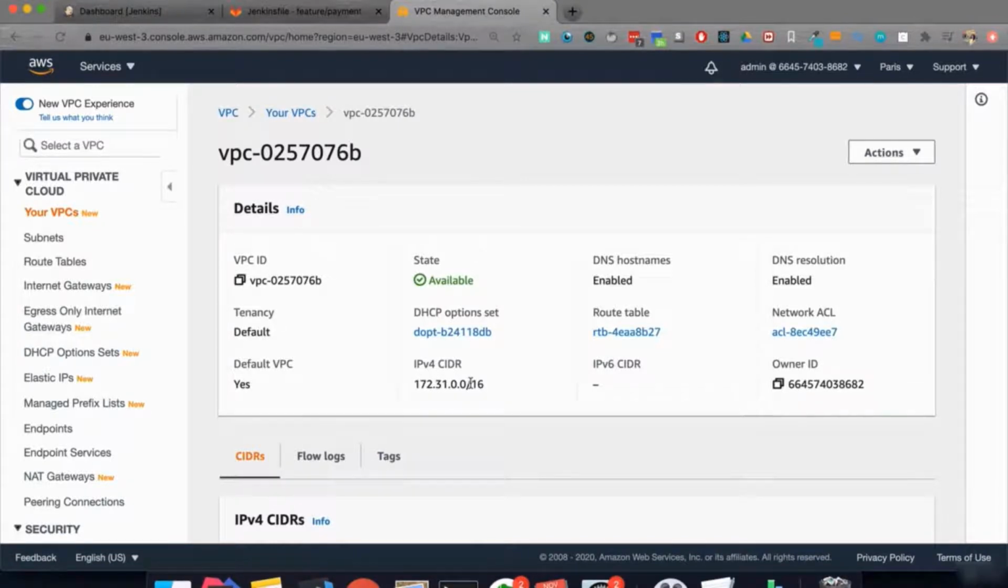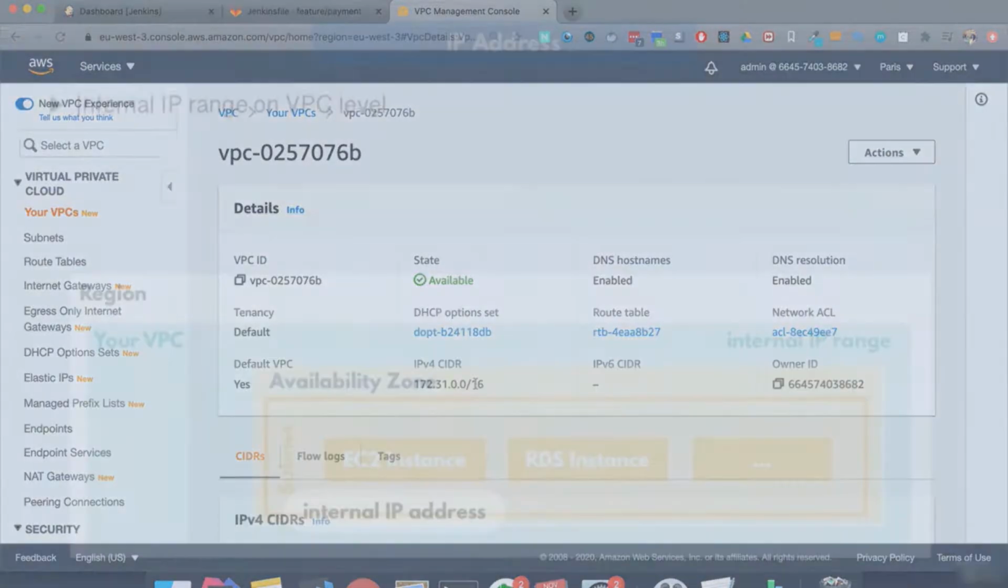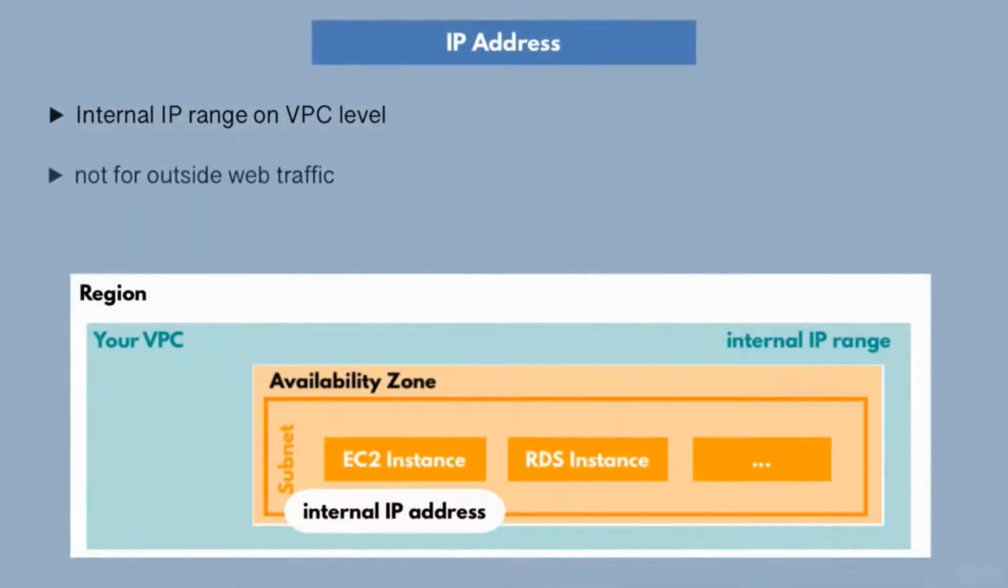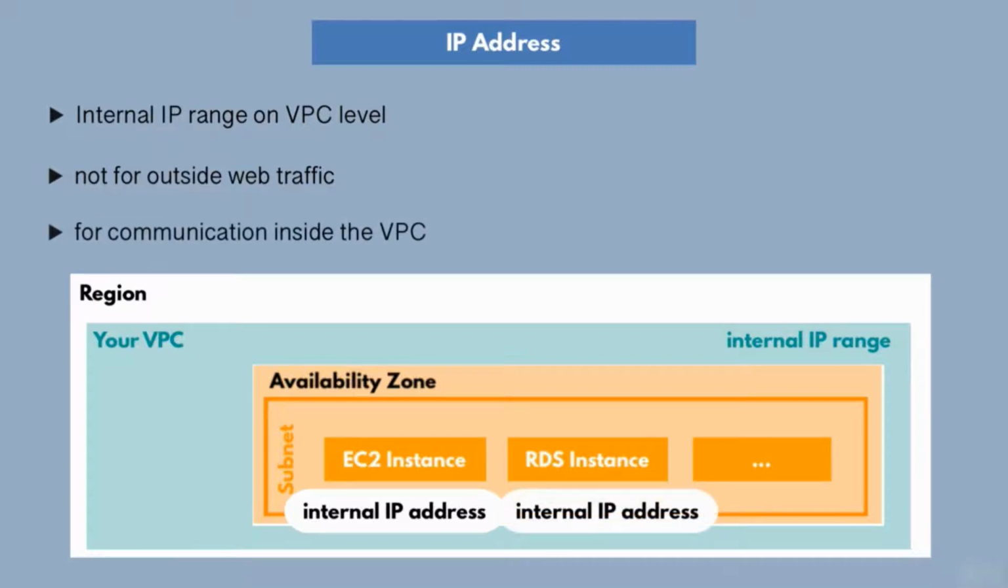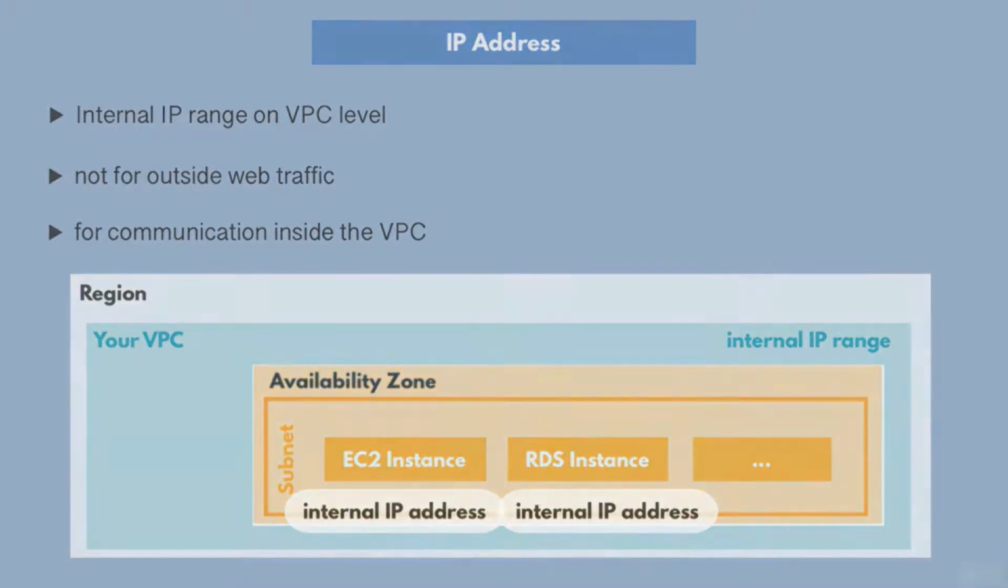So whenever you create a new instance, a new EC2 instance, an IP address will be assigned to it from this range. So internal or private IP address is not for internet traffic, but rather for traffic inside the VPC. So when you have multiple servers, multiple components inside the VPC, they need to communicate with each other, right? So you have an instance with web application, another instance with database application, maybe a third one with some other service. They all need to communicate. So private IP address is what allows them to talk to each other.